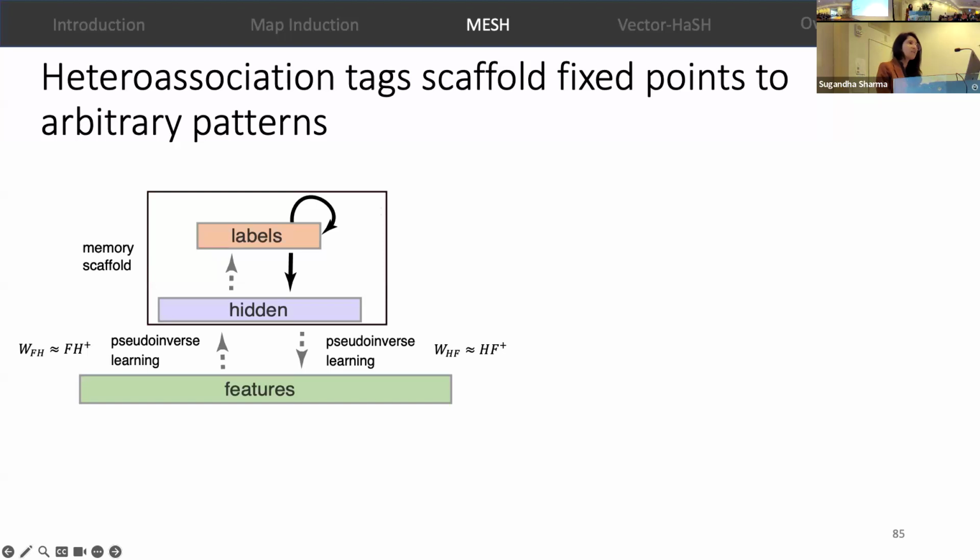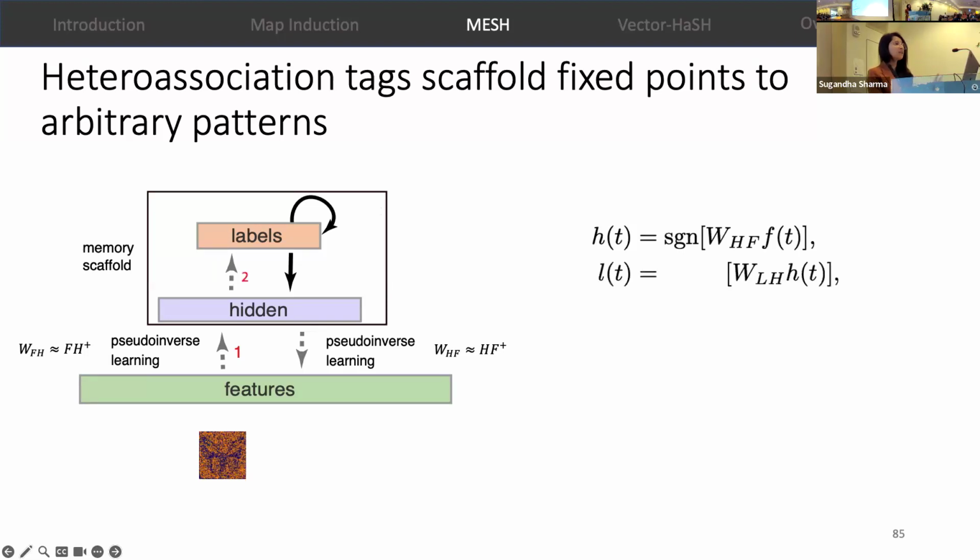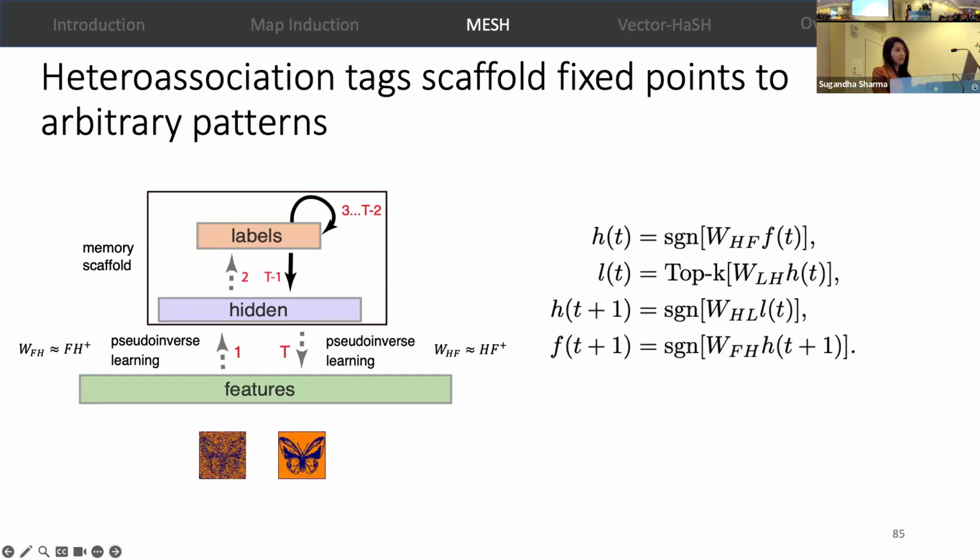Now, given a noisy version of a previously stored memory, this network computes a noisy hidden state, which is then used to compute a noisy label state that can be cleaned up through the top-k winner-take-all dynamics on the label layer. And this cleaned-up label state is then used to reconstruct the cleaned-up hidden state, which finally reconstructs the stored memory.